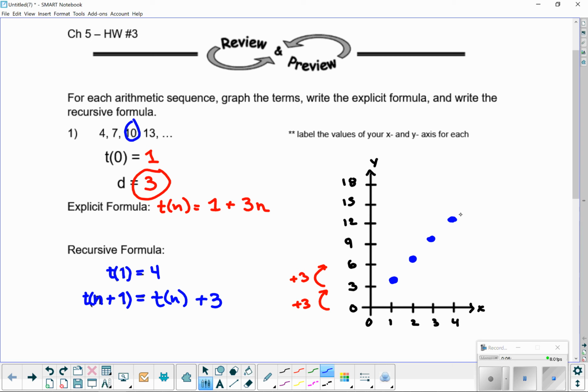And if I even graph my 0 term, which is going to be 1, remember, the 0 term shows up right here, and 1 is a little bit before the 0. You can see that if I was to draw a line, which I don't need to, I would have a straight line.